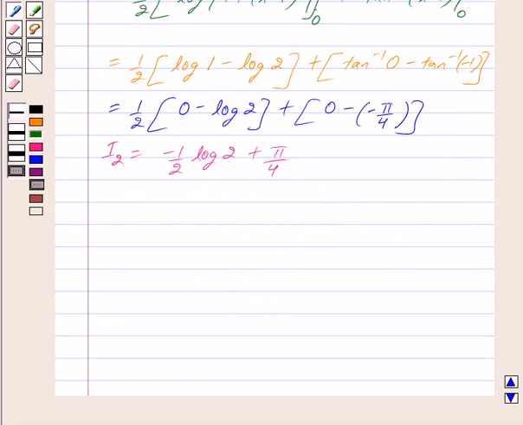Now putting the value of I1 and I2 in I, we get I is equal to pi by 4 minus 1 by 2 log 2 plus 1 by 2 log 2 minus pi by 4, and this is equal to 0. So we get I is equal to 0. Thus we get our answer as B.